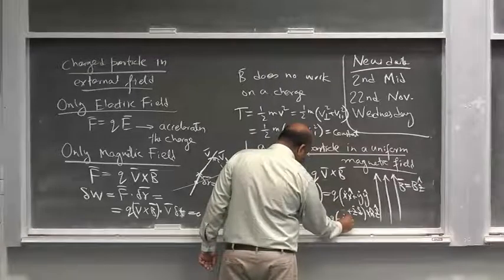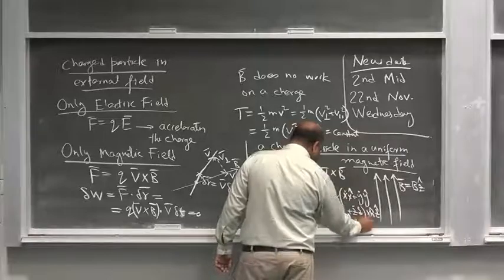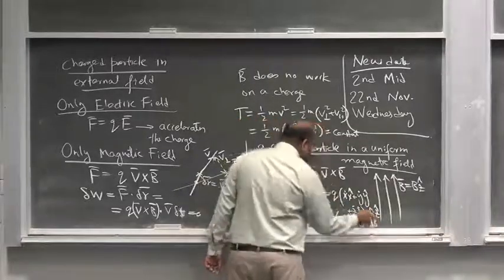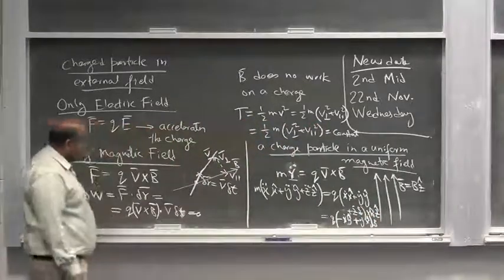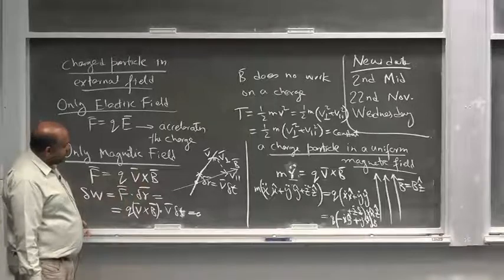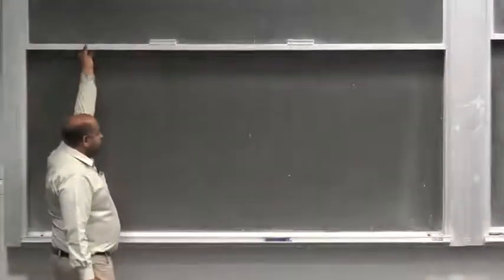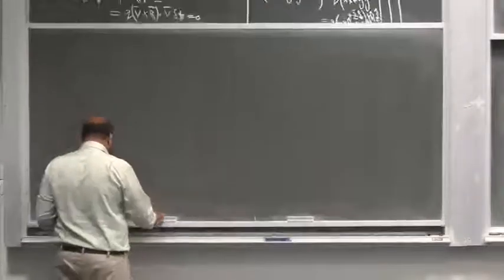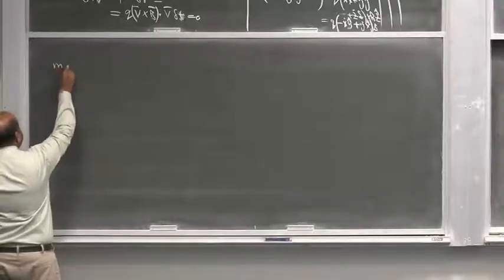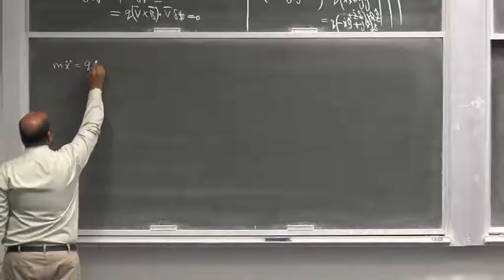Minus y, and y cross z is plus x, and z cross z is 0. Okay. If you compare the x, y, z components on the left and right side, we get three equations. This is equal to QB.